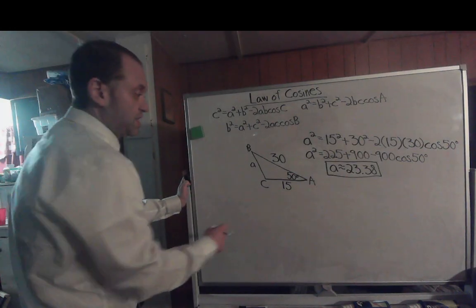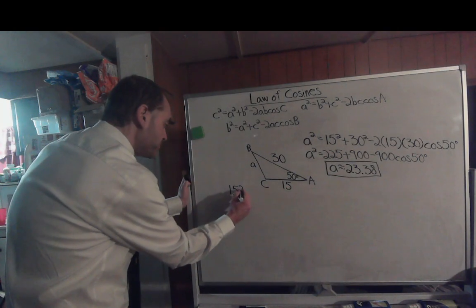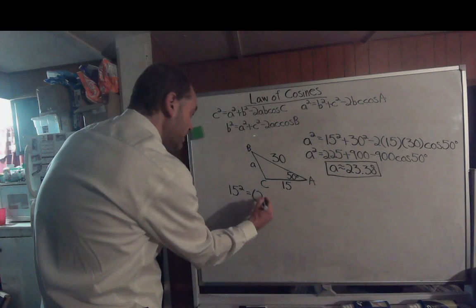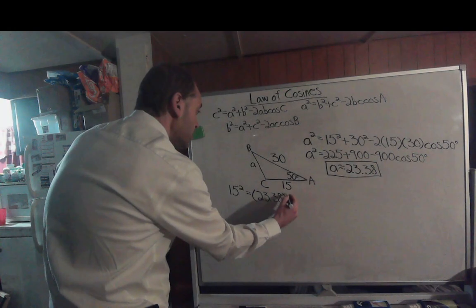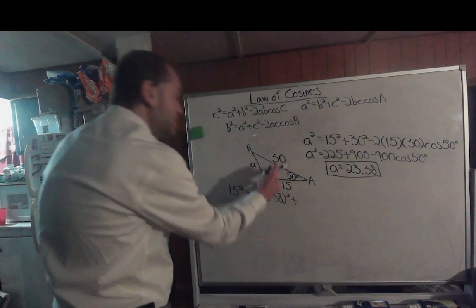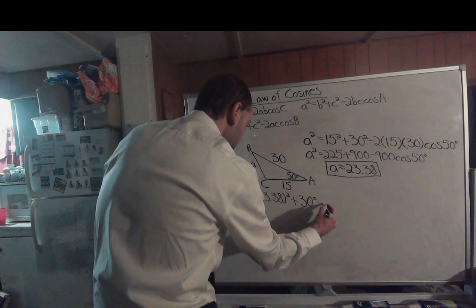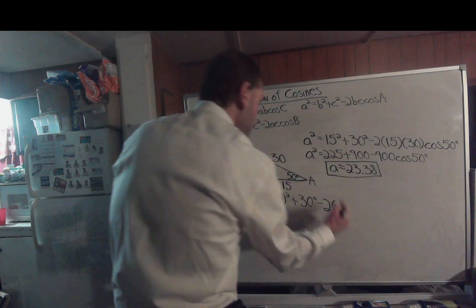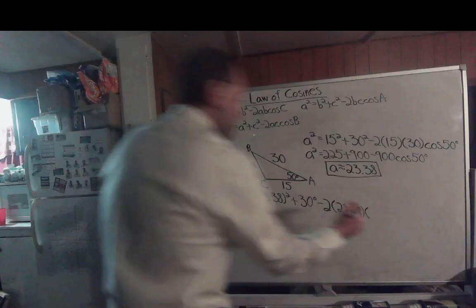But we do know side B, that's 15, so we could say 15 squared is equal to A squared, so that would be 23.38 squared, plus C squared, which is 30 squared, minus then we're going to do 2 times side A, which is 23.38, times side C, which is 30.